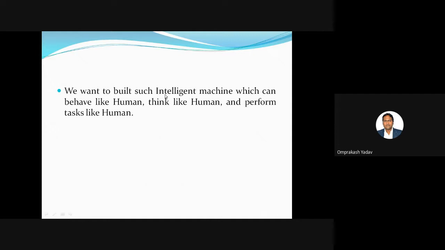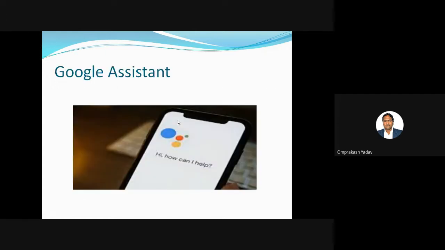We want an intelligent machine, not a normal machine. That means there will be a certain kind of intelligence in that machine, which can behave like a human, think like a human, and perform tasks like a human. For example, you might have seen Google Assistant. You can just ask the Google Assistant, and it will reply, how can I help you? In our mobile phones, we have this Google Assistant. This is one of the AI applications.